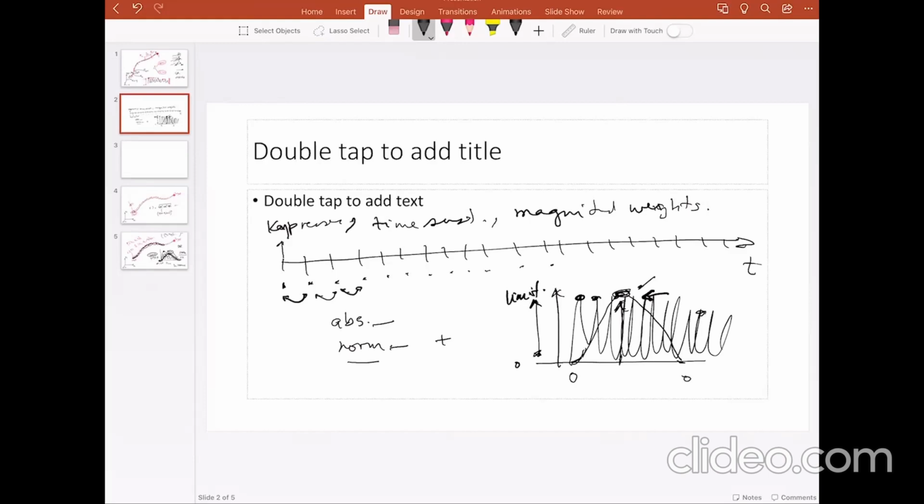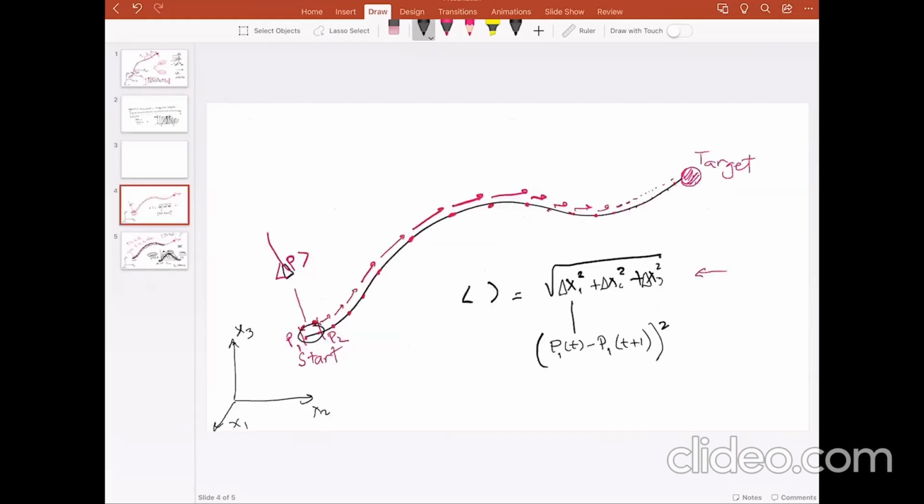So any questions about that? So that's how, this is a vector field, and it's tangent to the curve. That's tangent to the curve.